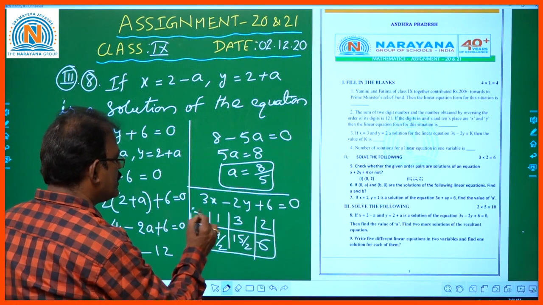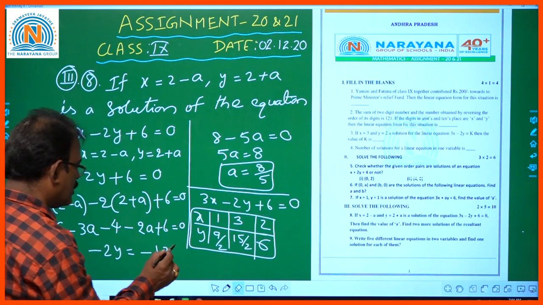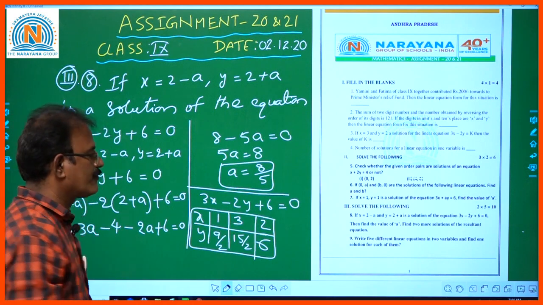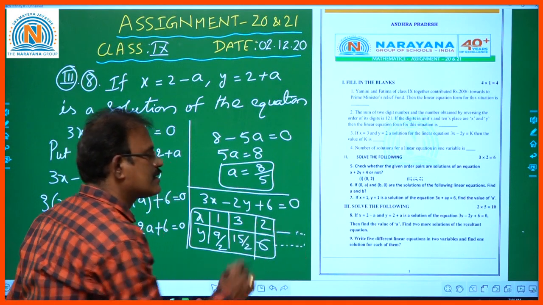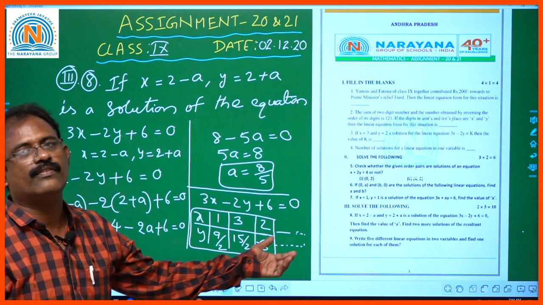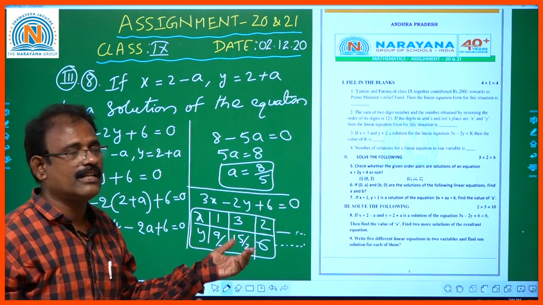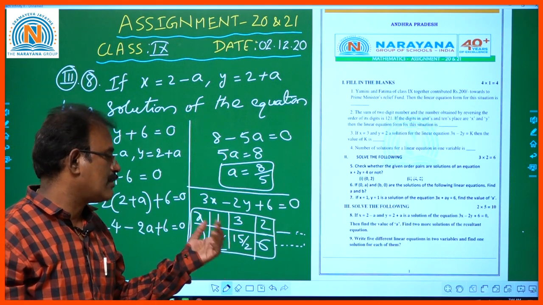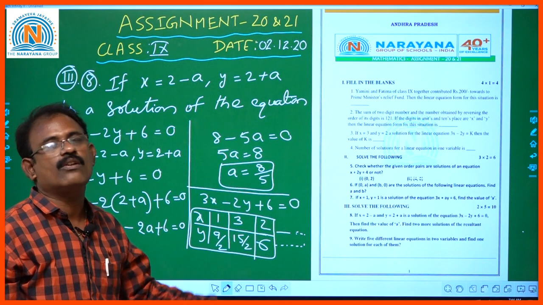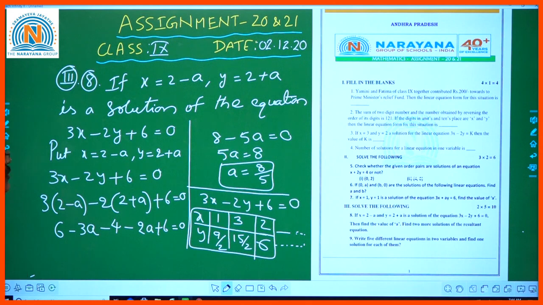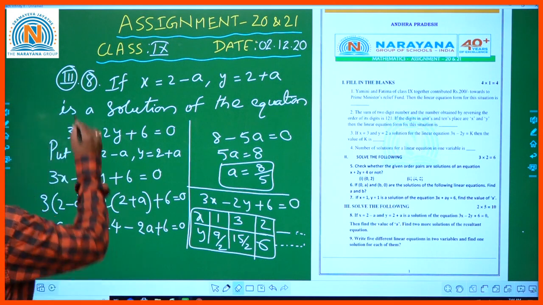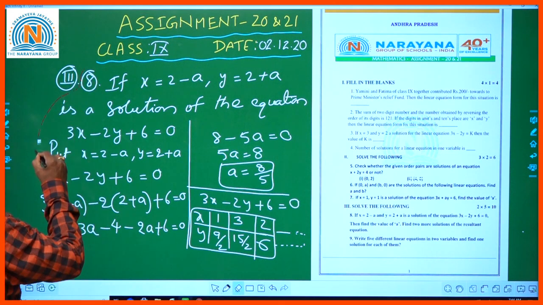So here so far I found 3 solutions. You can find infinitely many solutions on your own. The answers need not coincide, of course, unless you take the same x values. Okay, children. So this is the explanation for question number 8. So our next and last question from this exercise.